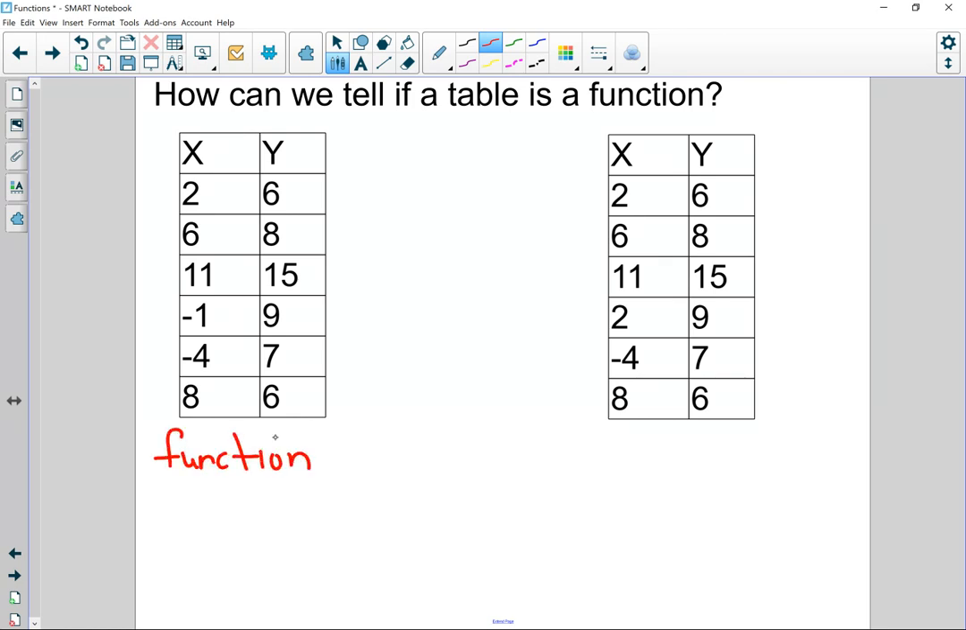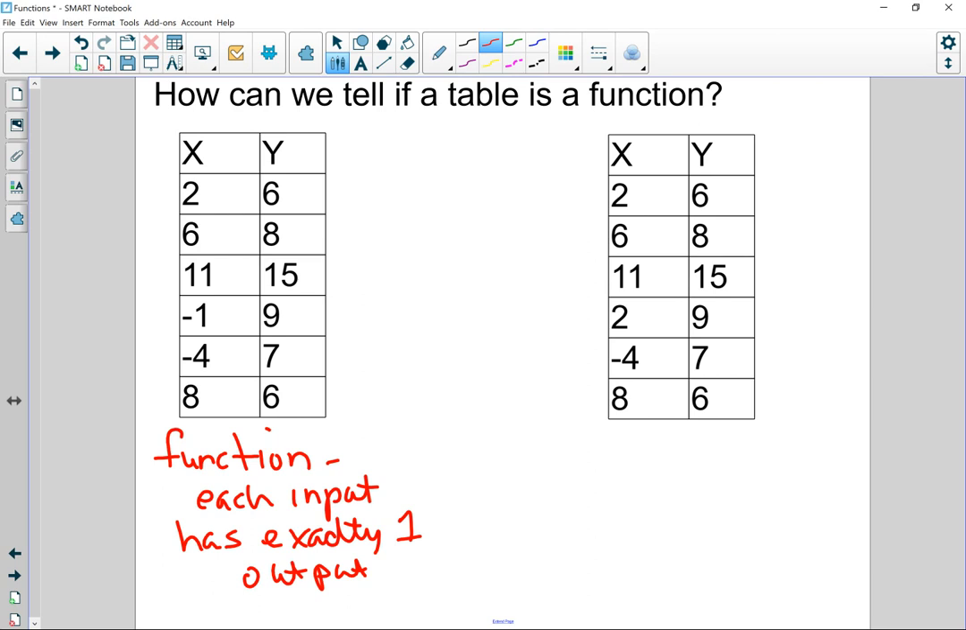And the only reason you ever want to write is each input has exactly one output. Each input has exactly one output.